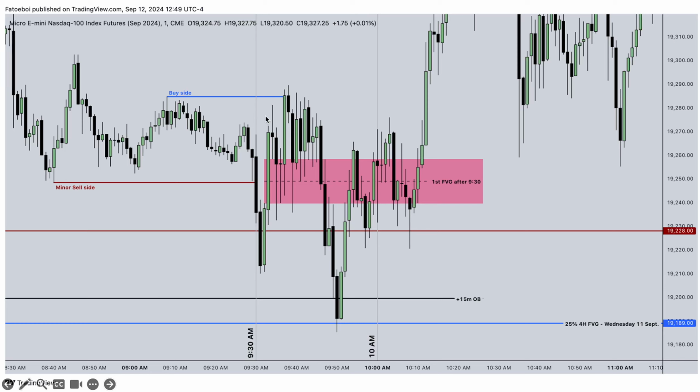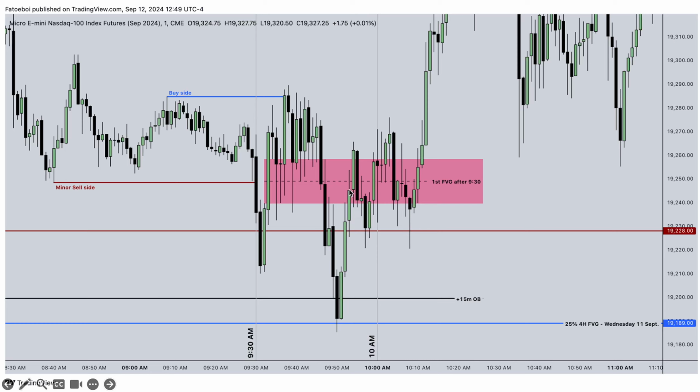So this is the opening bell. At the opening bell, we take out the minor sell side liquidity and the major sell side liquidity. We run up to take out the buy side. We meander around a little bit. We wait for 10 a.m. We see that price is coming back to the 15-minute order block and the 25% range of the 4-hour fair value gap. So this is the first fair value gap that is formed. We see it's tested again. When it comes in here, it comes back in here.